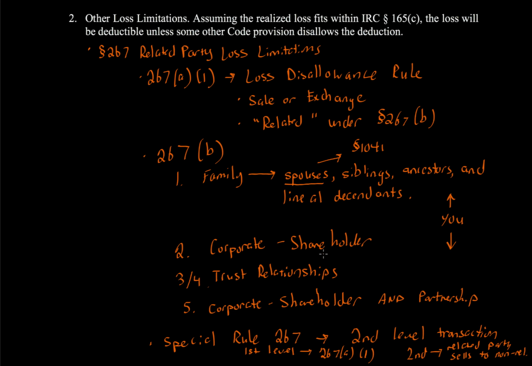Other types of loss limitations include capital loss limitations, where capital losses can only offset capital gains and some ordinary income. So those are some of the major examples of loss limitations.